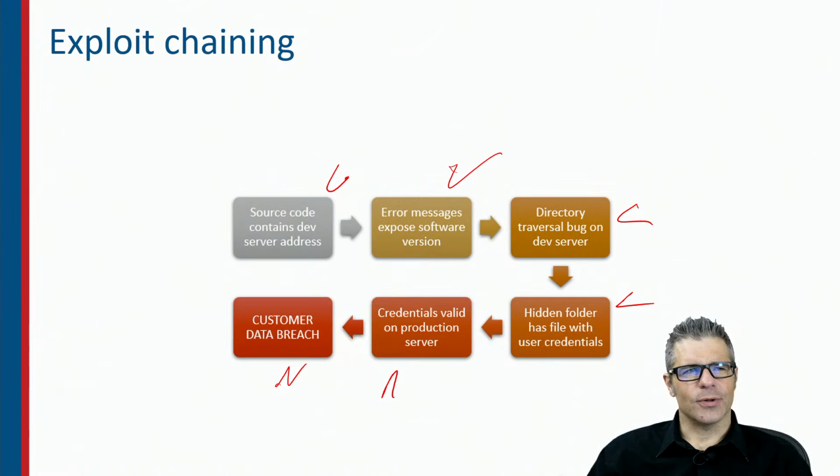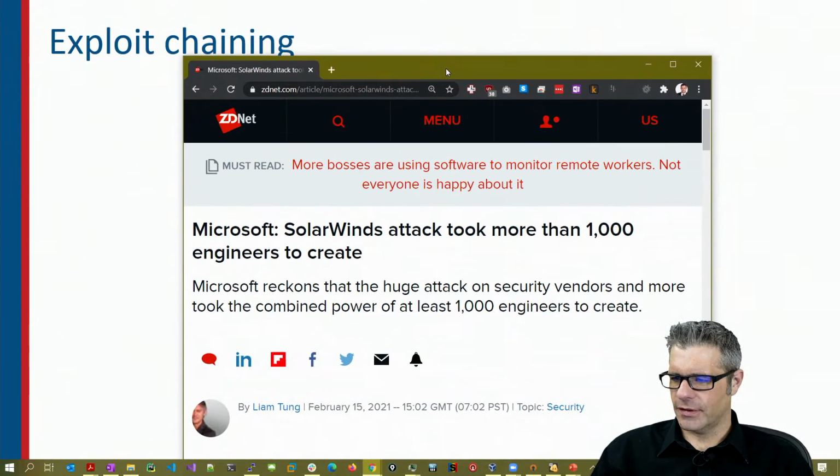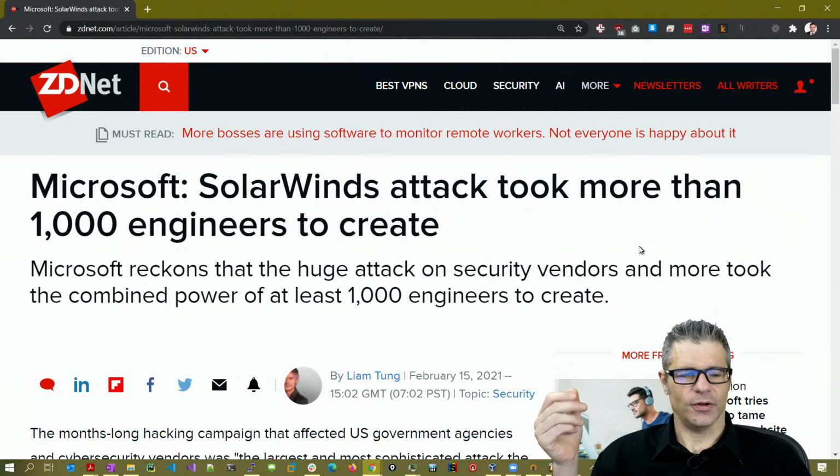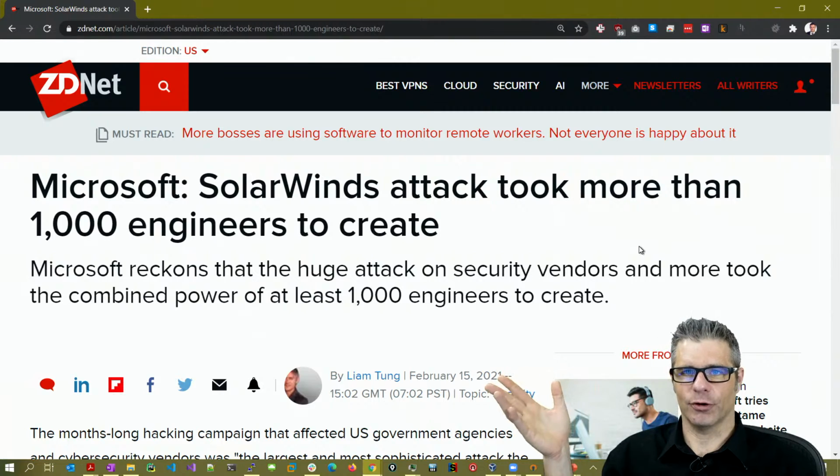Did you guys hear about this whole SolarWinds attack thing? I've heard that, yeah. A little bit. When Microsoft was doing the code review, just so you don't think that I have to be able to do all this by myself, they figured that more than 1,000 developers worked on that exploitation slash assault. Never mind how many people had to operate it after it worked.